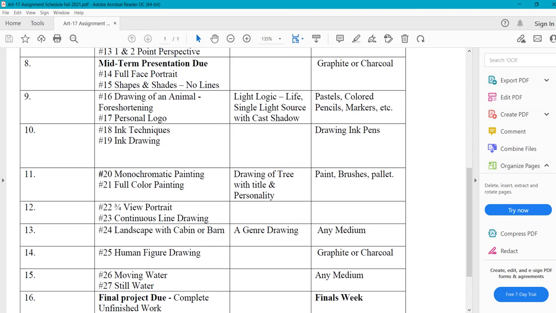Hey, Art 17 here. Where are we? Art 17. And I have four courses, so now and then I make a mistake. But this is Art 17, and I know that because I see the schedule. So we are in week, goodness gracious, 9. So past the halfway mark.